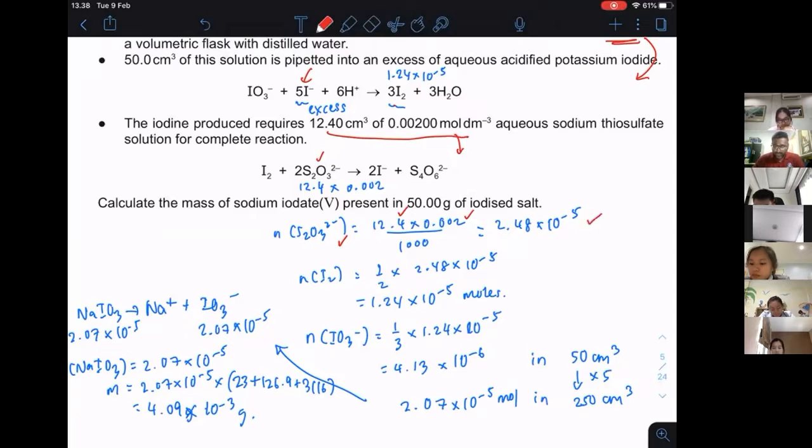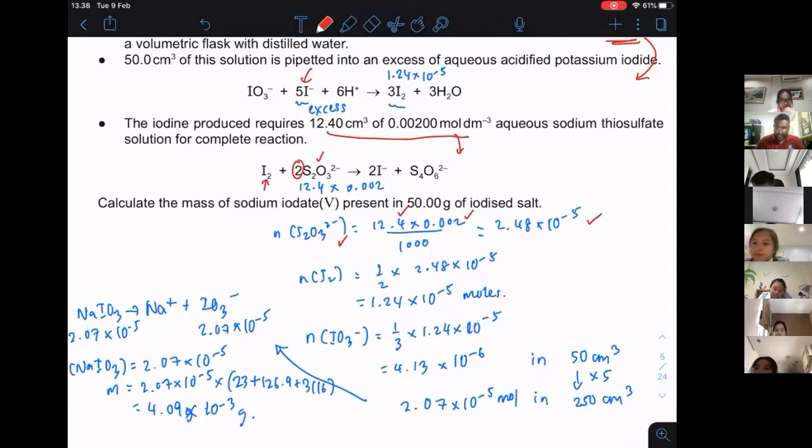Do take note, this is 2 moles, and I want 1 mole, so I need to make it half. So you can see for the number of moles of I2, I make it half, so divide by 2, and I'll get this. This 1.24 times 10 to the power of -5 is the same thing that I have over here. You don't need to times by 3. Please remember this. That is the number of moles that is going to be produced over here, which is exactly 1.24 times 10 -5.